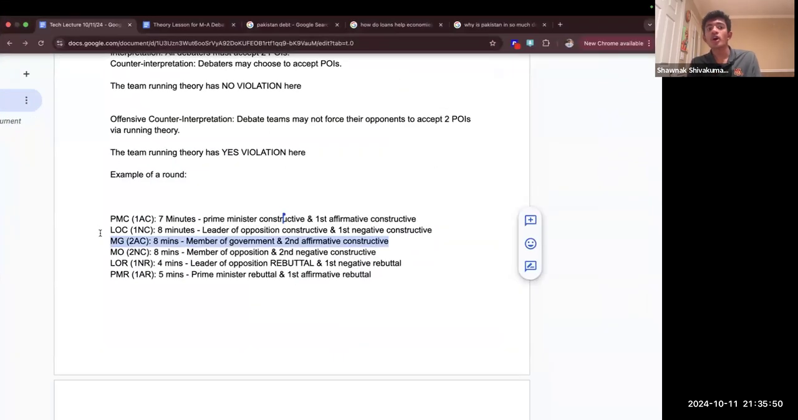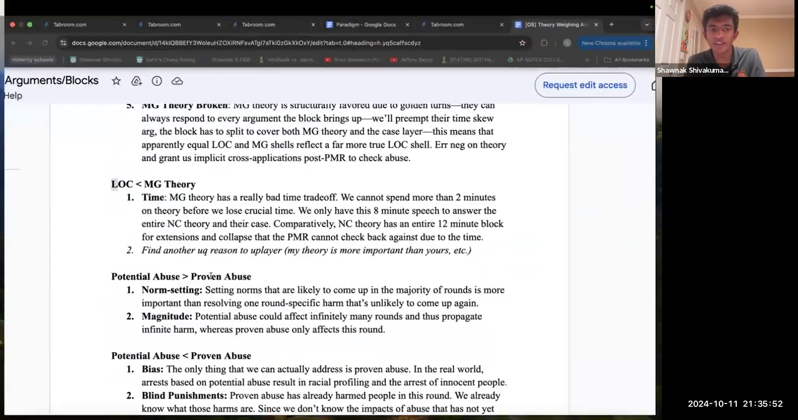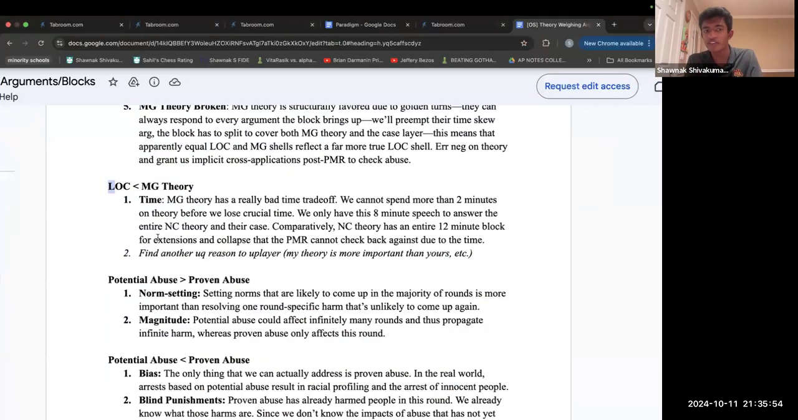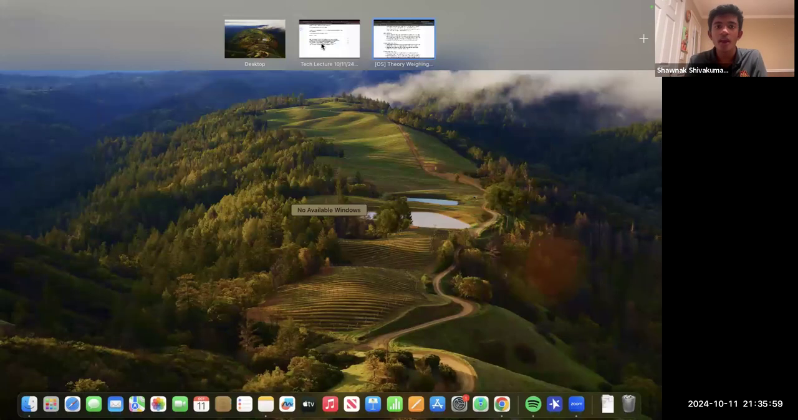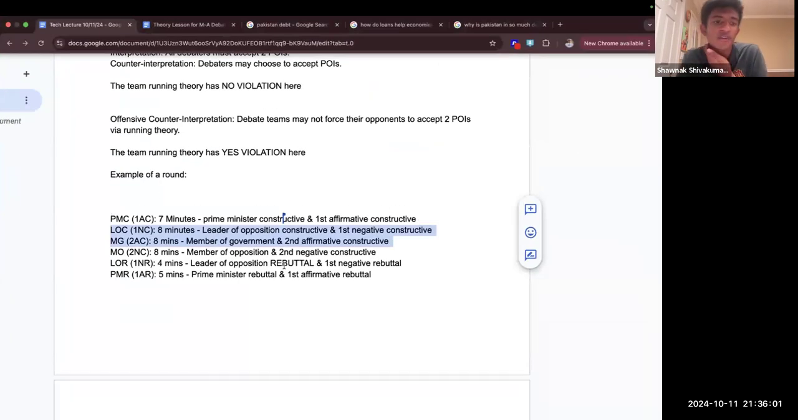little reasons for MG theory over LOC theory. But regardless, this is not comprehensive, this is not like a dictionary. This is just some dude who decided to write a whole file on this, and these are his reasons. These are coincidentally the Nuevas back files. But yeah, it's very important to make these arguments of layering, which theory shell comes first.